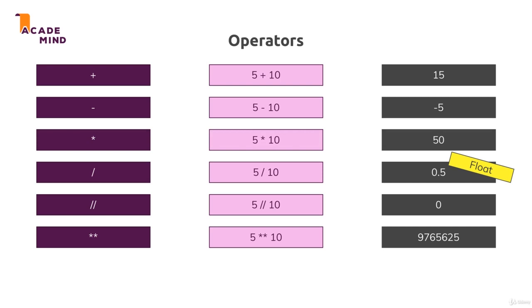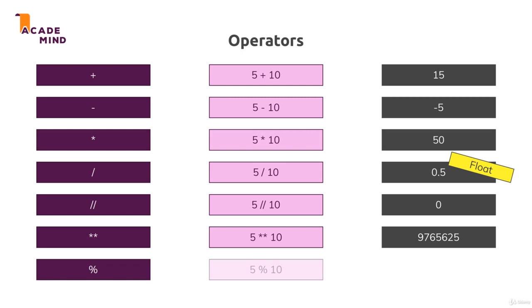Now, last but not least, one other core operator we gotta know is the modulus operator. We can use it to get the remainder of a division. So in this case here, 5 divided by 10. We can't divide this. 10 doesn't fit into 5 one single time, so the remainder is 5, and that would be the result.